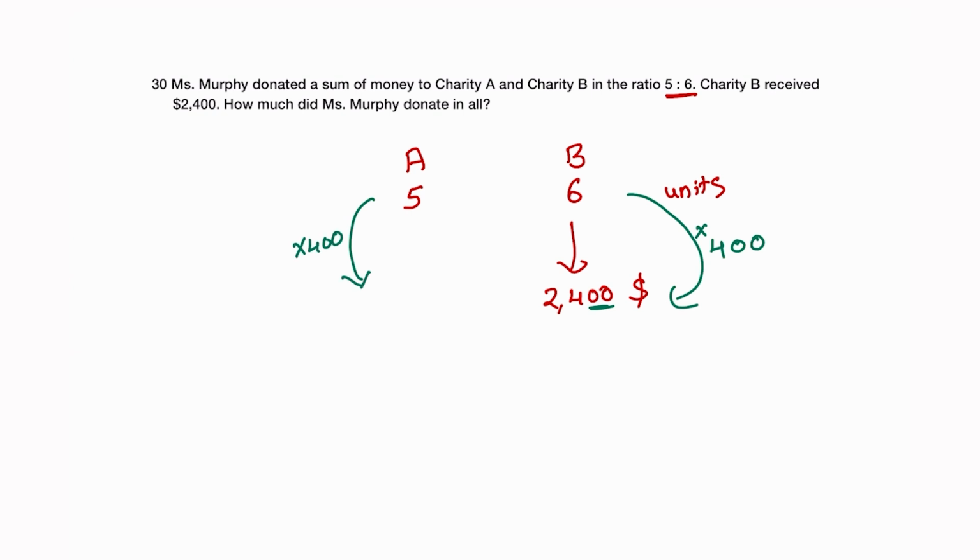Times 400. So 5 times 400 is how much? 5 times 4 is 20. And then 2 zeros. So that's $2,000.